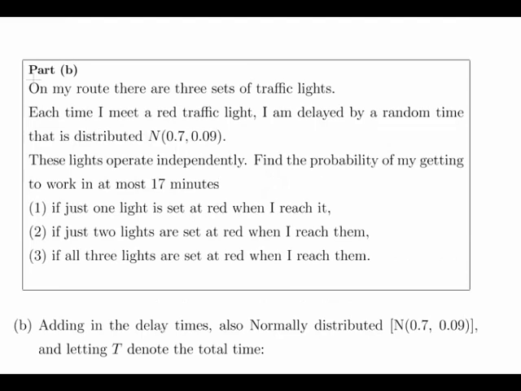Okay, so part B. On my route, there are 3 sets of traffic lights. Each time I meet a traffic light, I'm delayed by a random time that is normally distributed with a mean of 0.7 and a variance of 0.09. Not that it's relevant in this case, and in fact we won't use it, but just to remark that the standard deviation there would be 0.30 if you were to use that for a z-score type question. But we're not actually, as it turns out, but just watch out for that. These lights operate independently. Find the probability of my getting to work in at most 17 minutes.